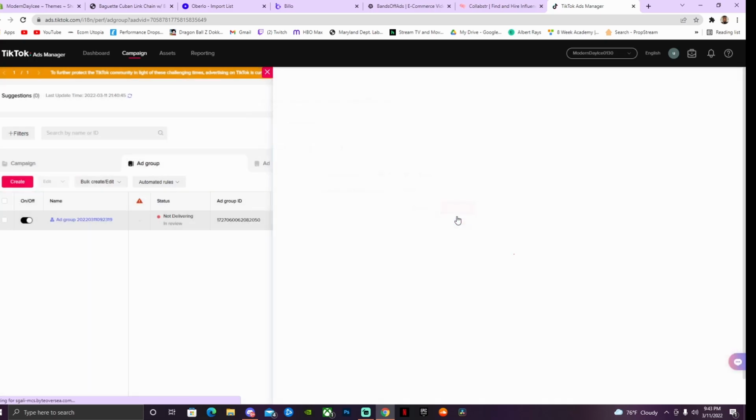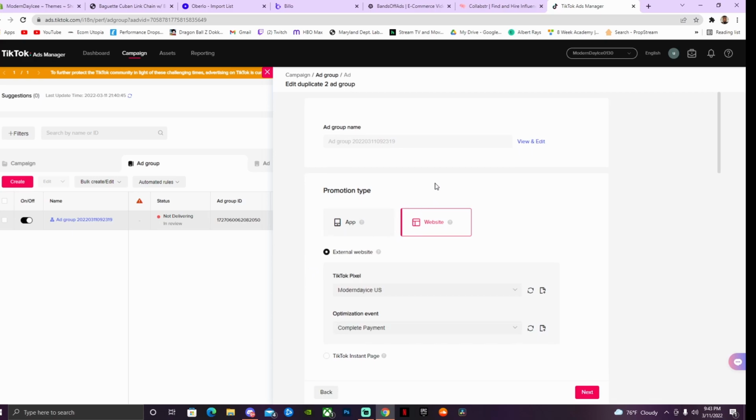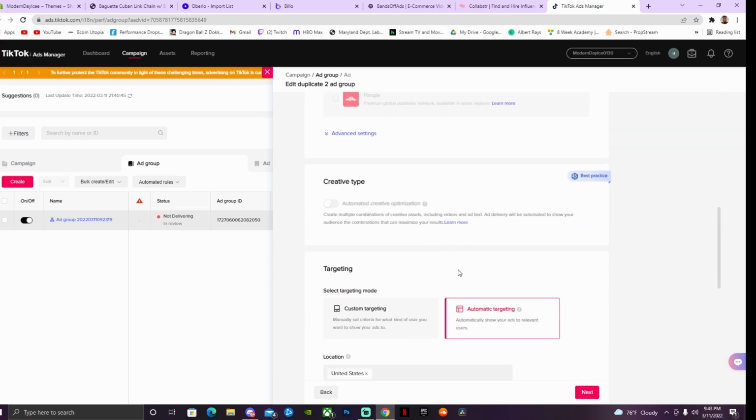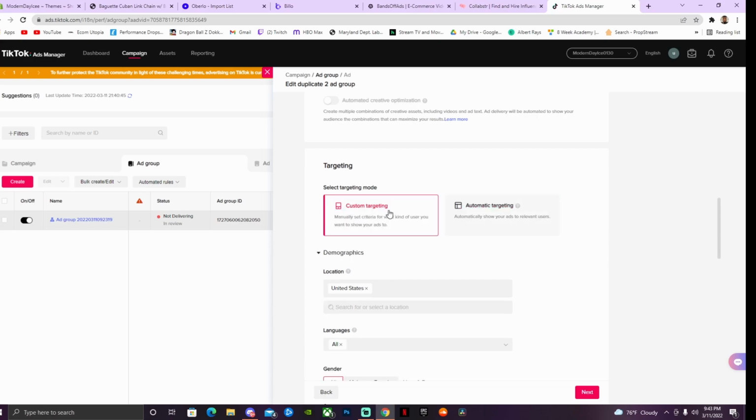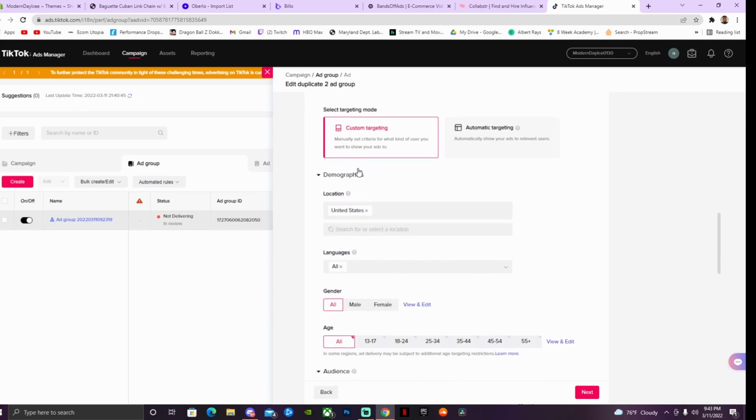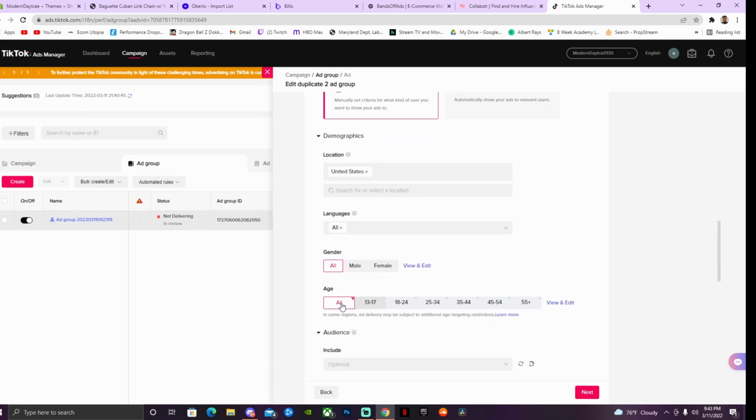So let me hit duplicate. Now, when it comes to duplicating your ad sets, this is where I would get into custom targeting, where I would narrow down the audience I'm looking to get into. For instance, I'm running a jewelry product. And when it comes to age, you definitely don't want to be targeting 13 to 17 year olds, because most of them don't even have money. That would be wasting ad spend on people who potentially wouldn't buy your product.